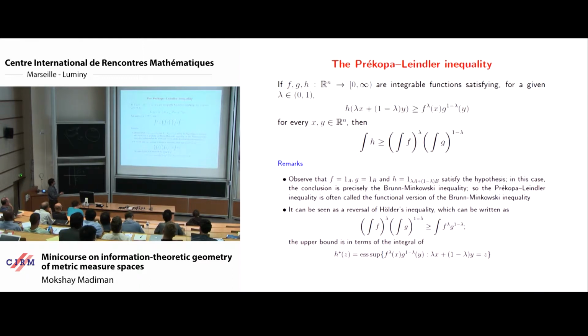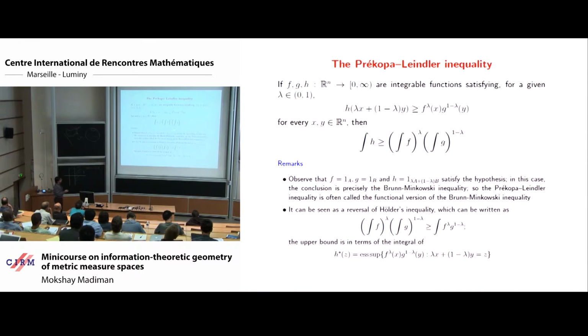And if you plug in this trio of functions, you see that the integral of the indicator function is just the volume. So this is saying that the volume of this convex combination of sets is greater than or equal to the geometric mean of the volumes. Right? So this is exactly the Brunn-Minkowski inequality. So this inequality, the Prekopa-Leindler inequality, can be thought of as a functional version of the Brunn-Minkowski inequality.